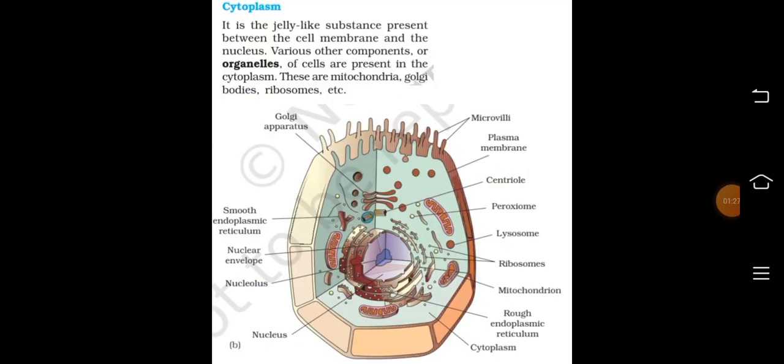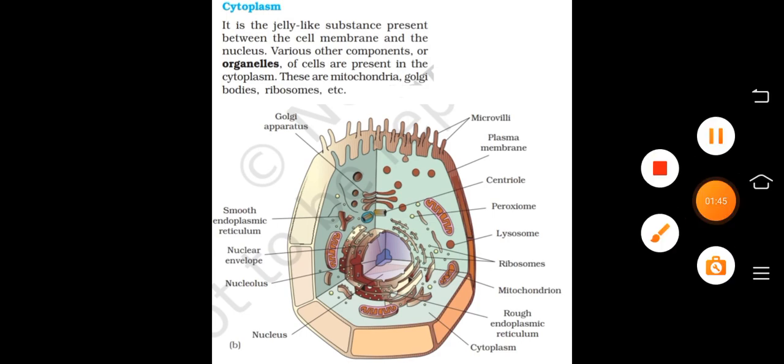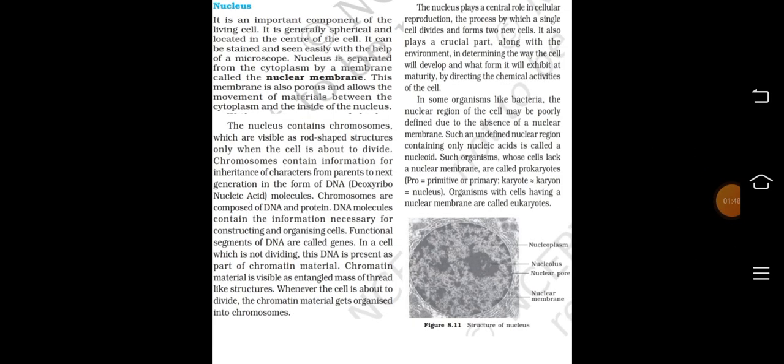Cytoplasm. It is the jelly-like substance present between the cell membrane and the nucleus. Various other components or organelles of cells are present in the cytoplasm. These are mitochondria, Golgi bodies, ribosomes, etc. The nucleus is an important component of the living cell. It is generally spherical and located in the center of the cell. It can be stained and seen easily with the help of a microscope.